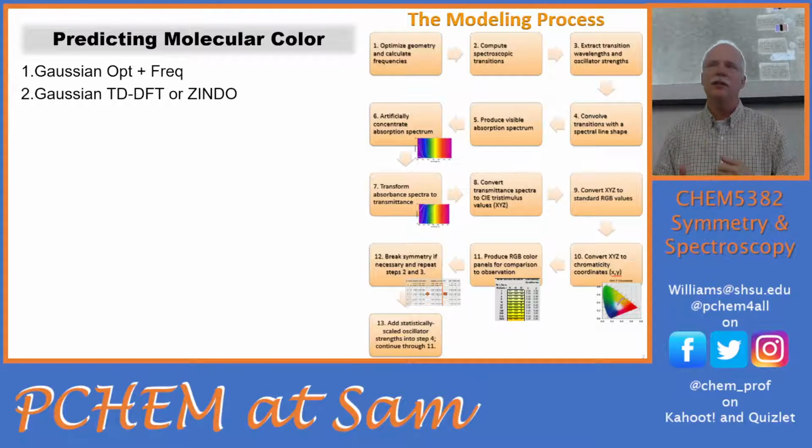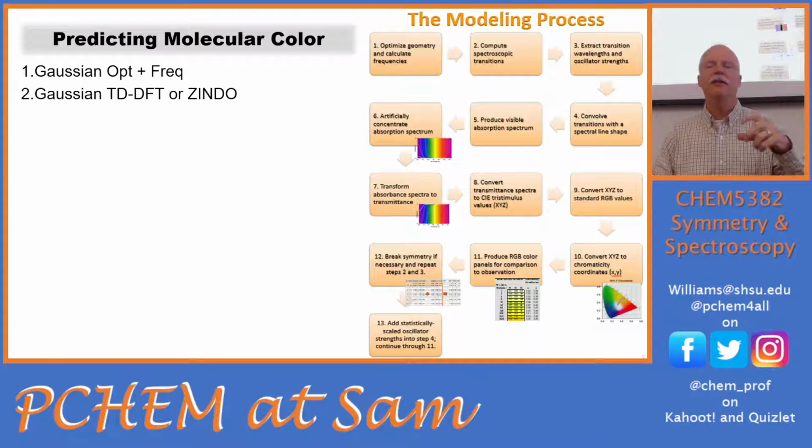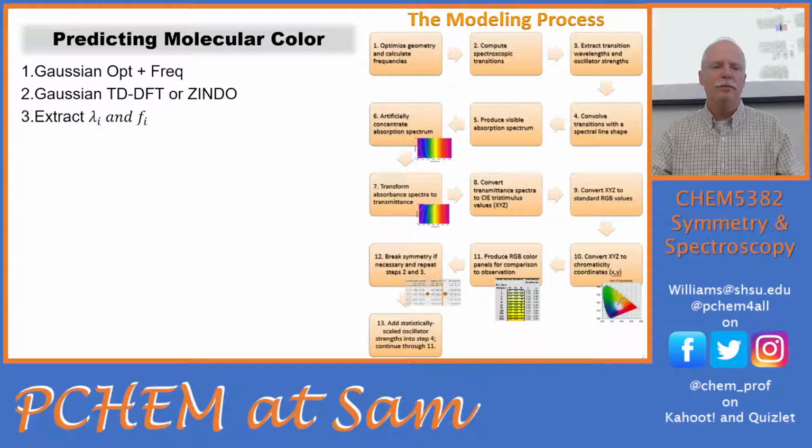ZINDO is the one we're using because it's so fast, and it has been very accurate in the past. But you could also do time-dependent DFT. So with the B3LYP, if you put TD in front of that, you can do a time-dependent DFT, and it will give you these visible transitions as well. I haven't done a formal comparison of ZINDO and DFT. Also, configuration interaction with singles excitation, CIS, will give you the same kind of output. But for our purposes, ZINDO would be good enough.